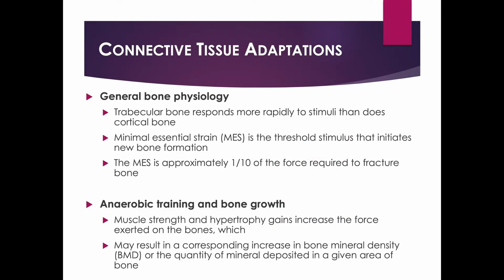Some general bone physiology says trabecular bone responds more rapidly to stimuli than cortical bone. Trabecular bone is a spongy bone, while cortical is a compact bone. Cortical is dense and forms basically the outer shell surrounding the trabecular bone. There is a minimal essential strain as a threshold stimulus that initiates new bone formation. It's approximately 1/10 of the force required to fracture bone.